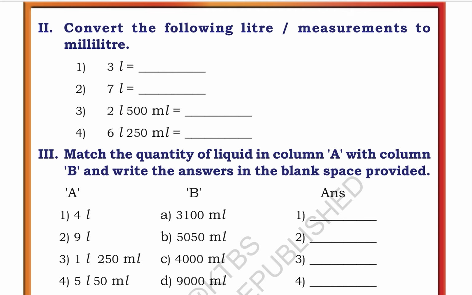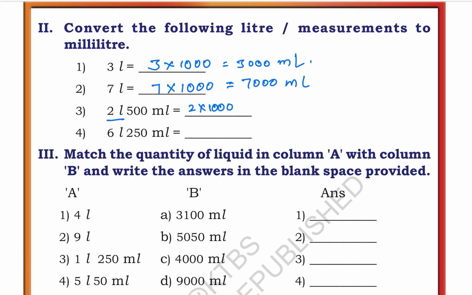Now convert 3 liter, 3 into 1000, just multiply by 1000, then it will become milliliter. 7 liter, 7 into 1000, 7000 milliliter. 2 liter and 500 ml. 500 is already in ml, so you need to convert only 2 liter. 2 into 1000 plus 500 is equal to 2500 ml.